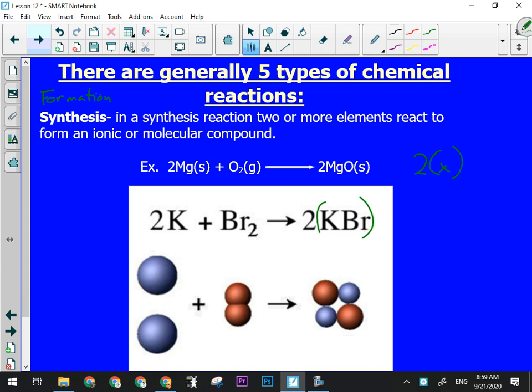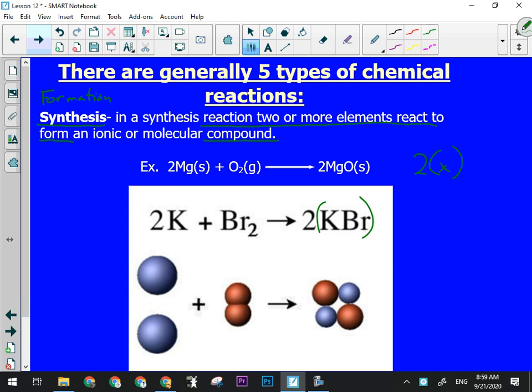All right, so the big thing about a synthesis reaction is, in a synthesis reaction, two or more elements react to form a compound, either ionic or molecular. That's a synthesis reaction. Questions on synthesis?